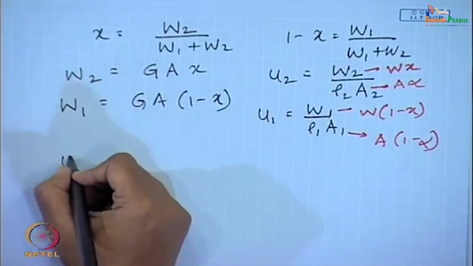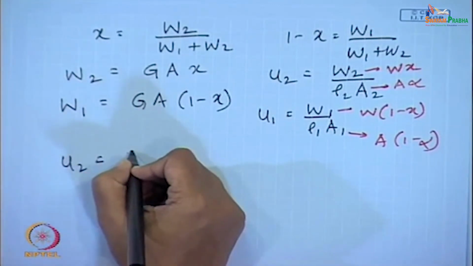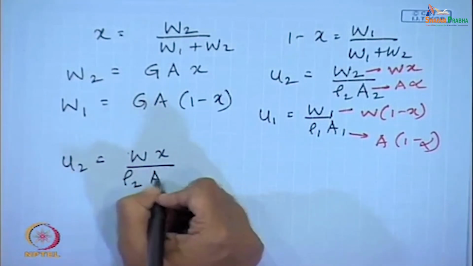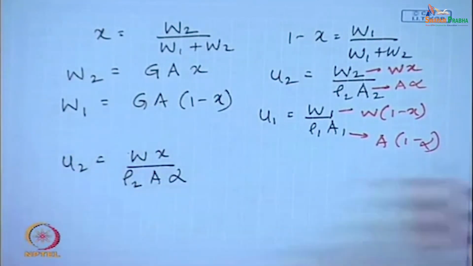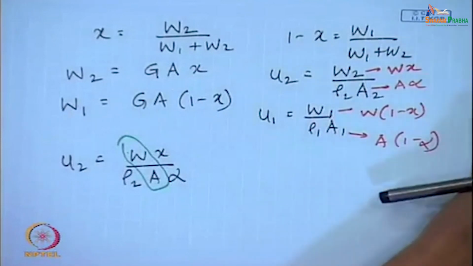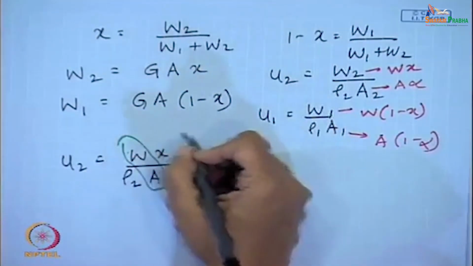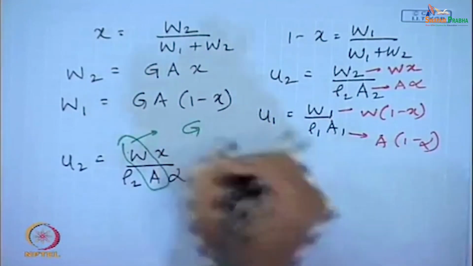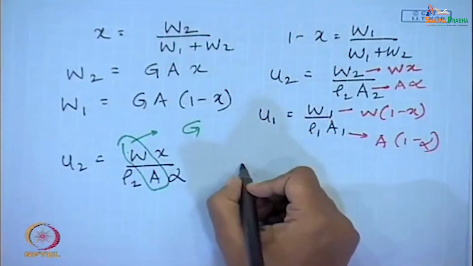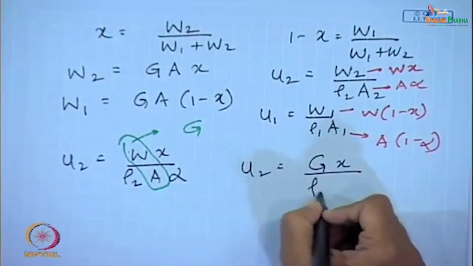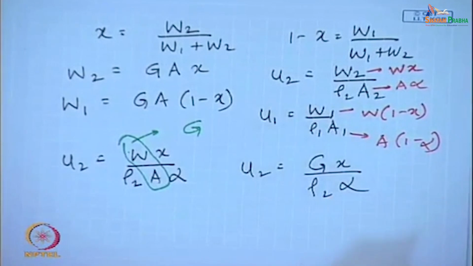We get U2 equal to Wx by rho 2 A alpha. What is this W by A term, can you tell me? This is nothing but G. So, therefore, this term can be written down as G. So, therefore, U2 equals Gx by rho 2 alpha, is it not?